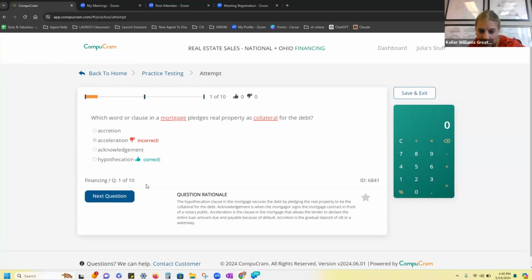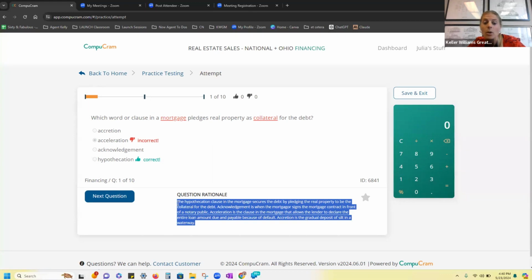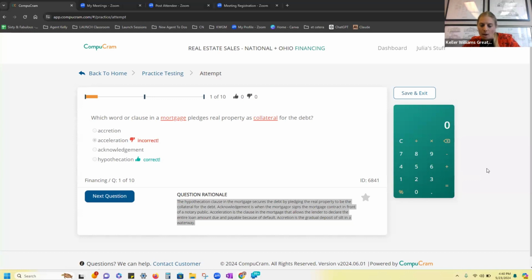Hypothecation clause in the mortgage secures the debt by pledging the real property to be the collateral for the debt. Okay, so I don't even remember seeing this clause, honestly, but yeah, put that response in there. And acceleration is a clause in a mortgage that allows the lender to declare the entire loan due and payable because of the default. Good to know.